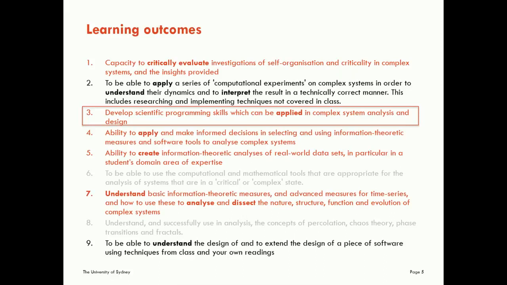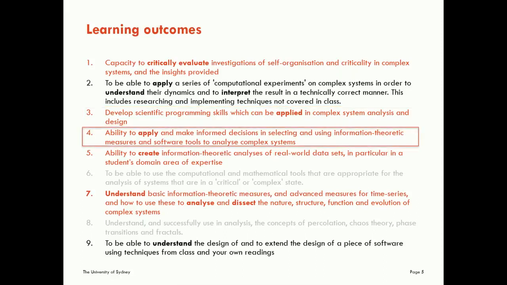More important than just understanding these measures though, I want you to be able to apply them. So we're going to develop scientific programming skills which can be applied to empirical complex system analysis as well as design. I want you to have the ability in applying these measures to make informed decisions about how you're going to do so. Which tools, which measures of information theory you are going to select for your analysis.